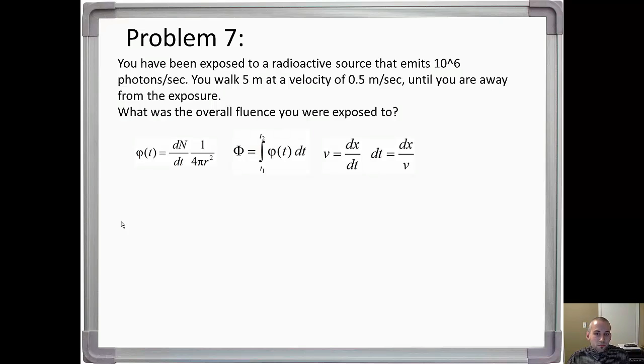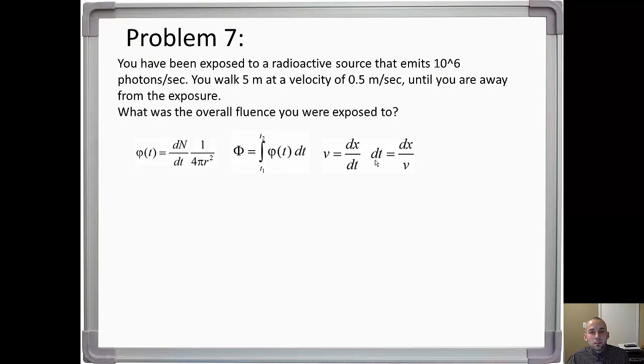Okay. Fluence rate is equal to dN over dt, 1 over 4 pi r squared. dN over dt is just activity, of course. Okay, fluence is equal to the integral of later time over the initial time of fluence rate dt. And remember from physics that v, velocity, is equal to dx over dt. And I can rearrange this for dt to dx over v, right? I can just rearrange this.